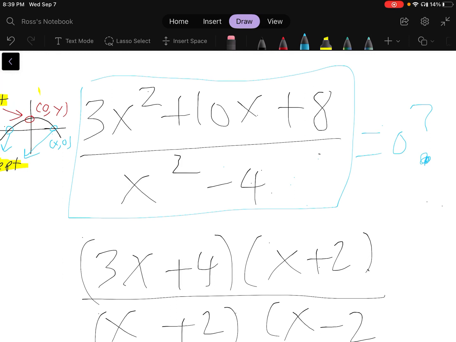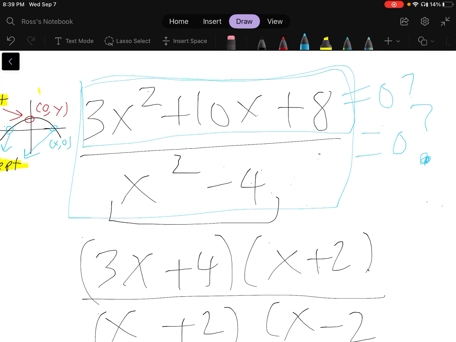Well, we don't want the denominator to be 0, because when you divide by 0, you can't do that. But I don't really care about the denominator. What I care about more specifically, we can narrow it down, is when the numerator is 0. So when is this 0? How do I find that?